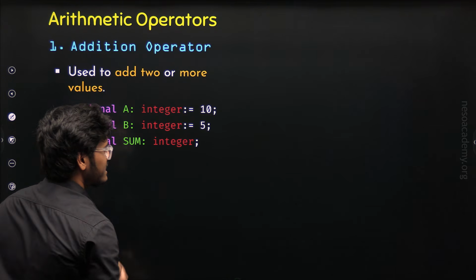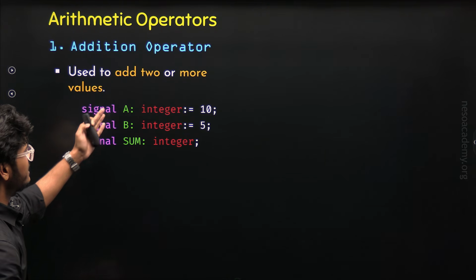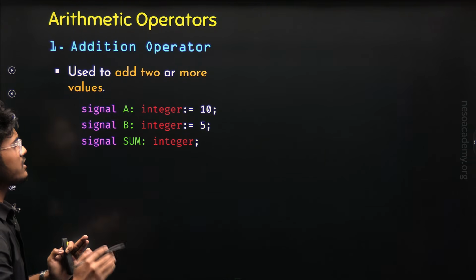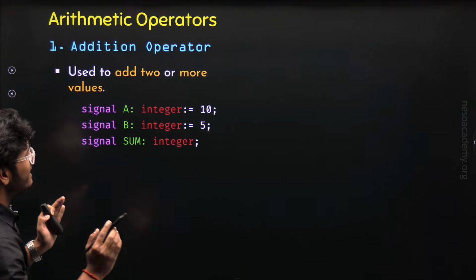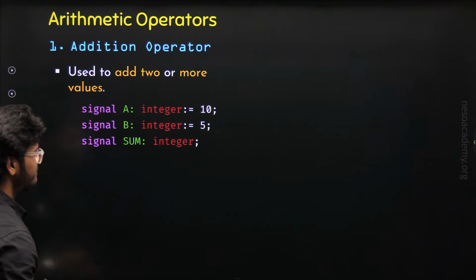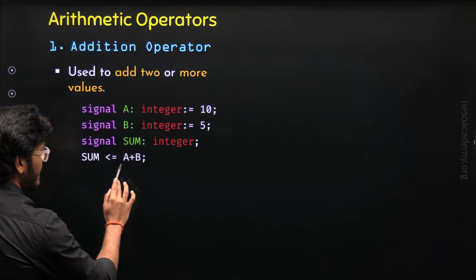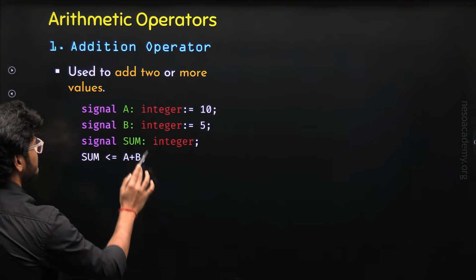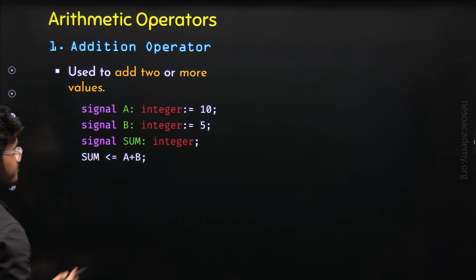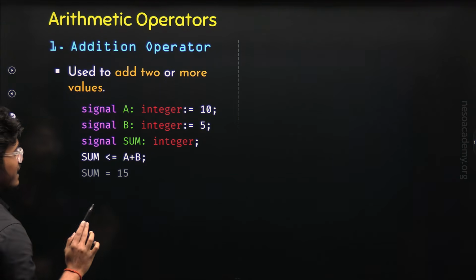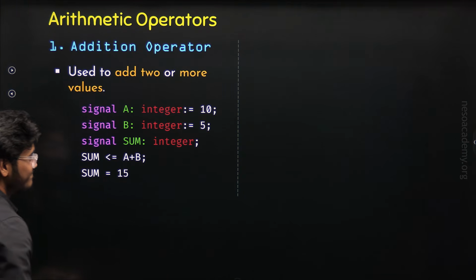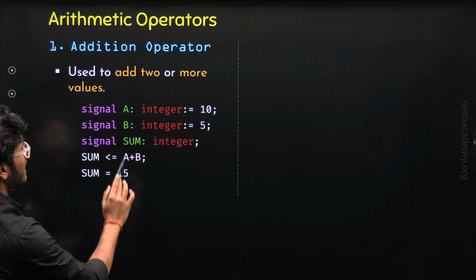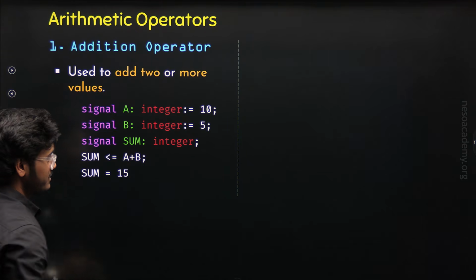And why integer data type? Because here I am adding two integer values and the result will also be an integer. Now let's see how to use plus symbol to perform the addition. Here I am assigning A plus B and storing the result inside this sum signal. So this sum signal will have the value 10 plus 5 equal to 15. So I hope you understand how to use the addition operator.